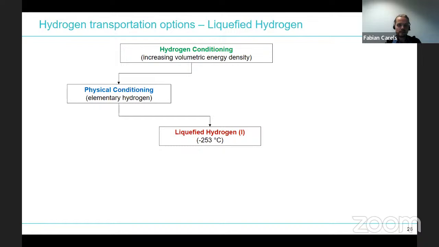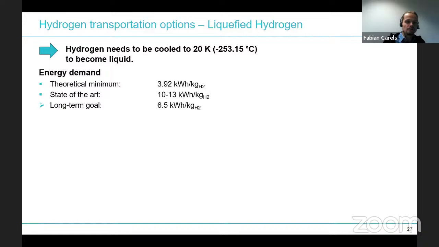Another option is the liquefaction of the hydrogen. Here we need to cool the hydrogen down to roughly minus 250 degrees to make it a liquid, and this is a very energy intensive process. So you see that we need at the moment 10 to 13 kilowatt hours per kilogram hydrogen to liquefy it. This can be lowered by further technology developments, but still it is very energy intensive.